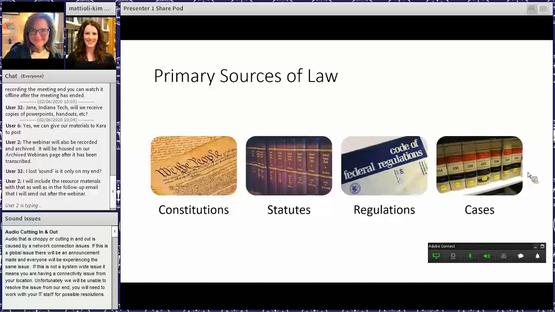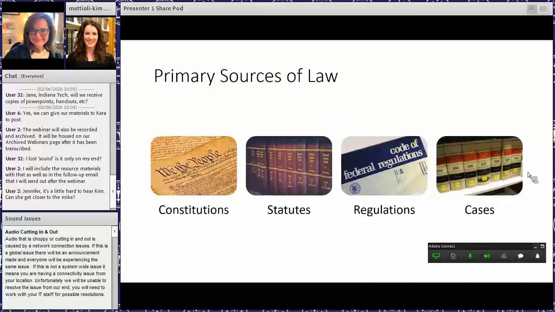And then finally, the third branch is the judicial branch, and that's what we're focusing on today. The judicial branch produces case opinions. Sometimes you'll hear about areas of law that are referred to as common law. This means that the majority of the law in that area comes from cases, as opposed to statutory law, where the majority of the law comes from statutes.